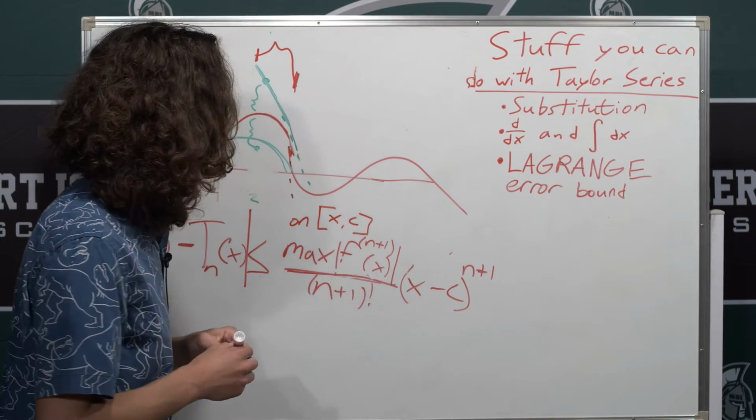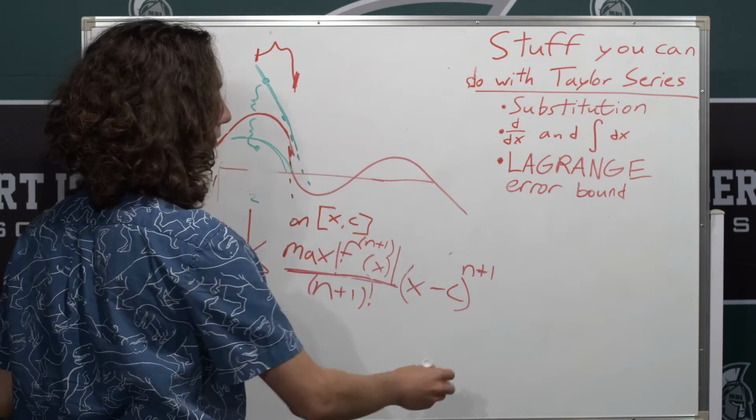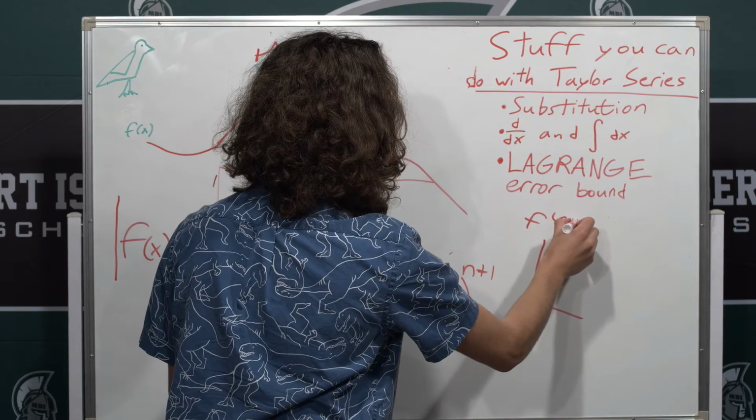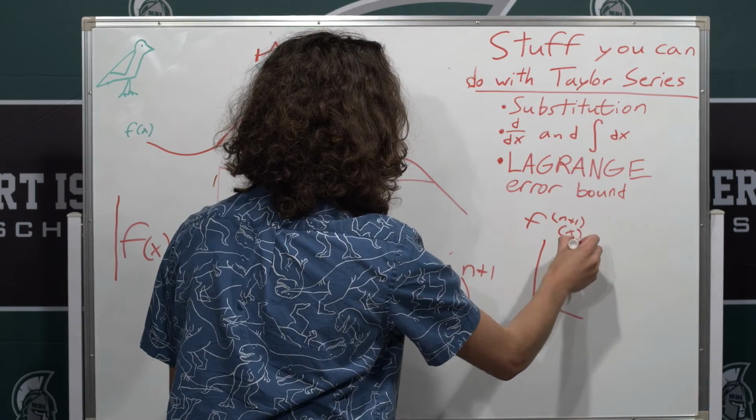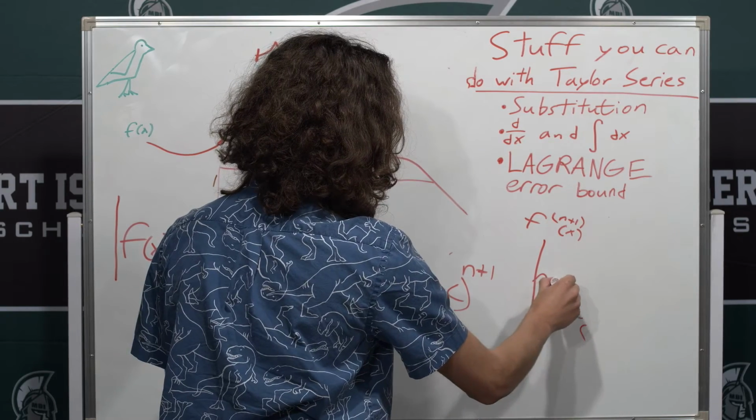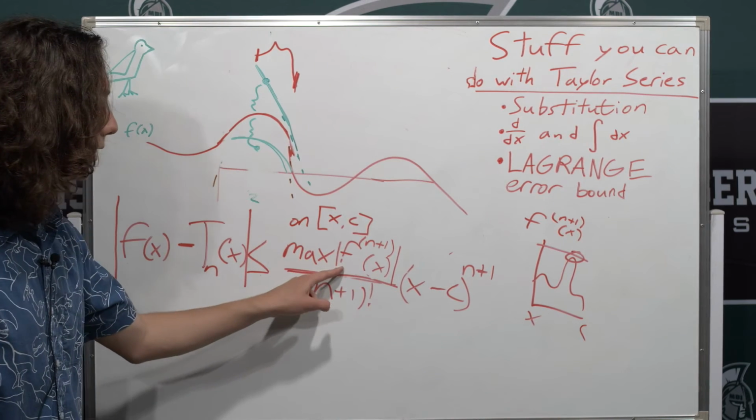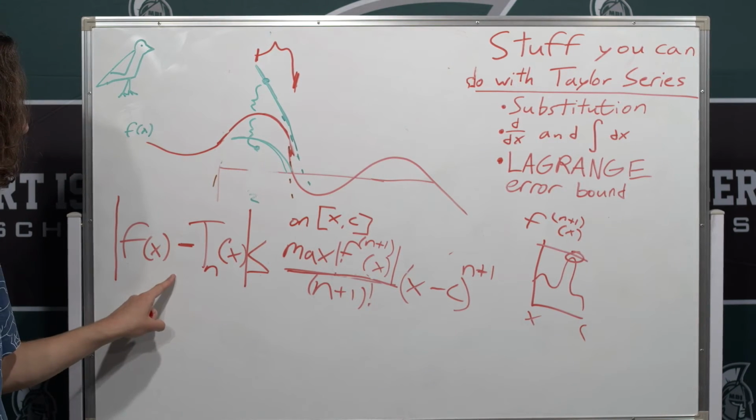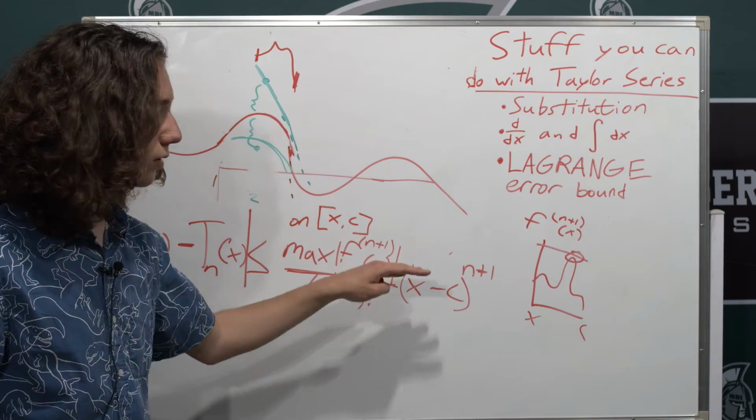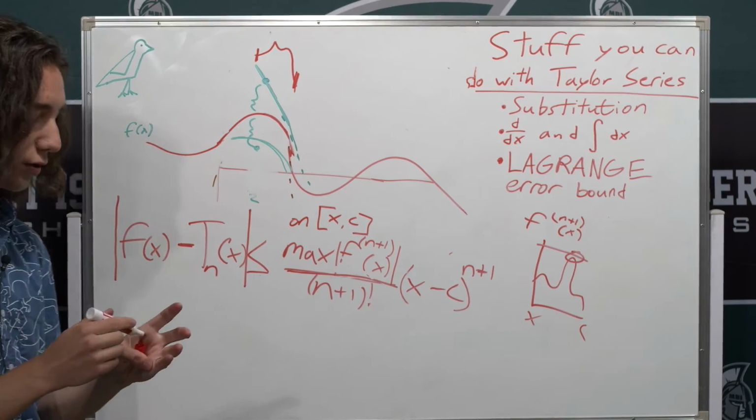Or they'll give you a graph. They'll say here's a graph of the n+1th derivative of f of x on our range, here's from x to c. And it goes like, whoop. And you say, oh, there's the maximum. You plug that into here, and you say that our Taylor series must be closer than this value, our Lagrange error bound, to the real value.